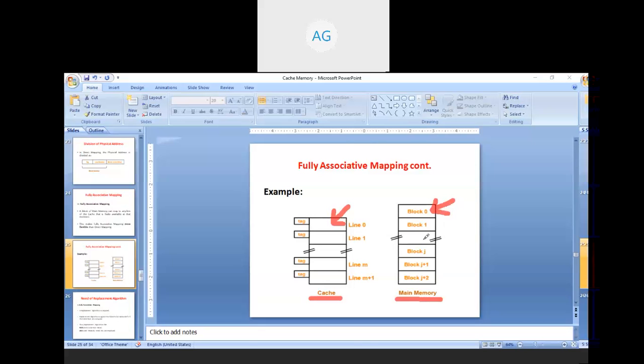So as you can see, this block is freely available in the main memory. If we want to transfer this block j into the cache memory, as all the lines are empty, it can go to line number 0, it can go to line number 1, or it can go to line m plus 1, any line which is free at that moment. So the block of main memory can be mapped to any freely available line in the cache memory. So this is its advantage. So moving to the next slide.